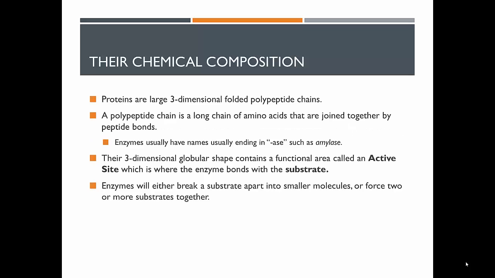Okay, so we're going to talk about proteins now. Proteins are large globular molecules. They have a three-dimensional shape, and they are commonly described as folded polypeptide chains. A polypeptide chain is a long chain of amino acids that are joined together by something called a peptide bond. Later on in the course, we will explore peptide bonds quite specifically, and hopefully you'll be able to make some links back to this dot point.